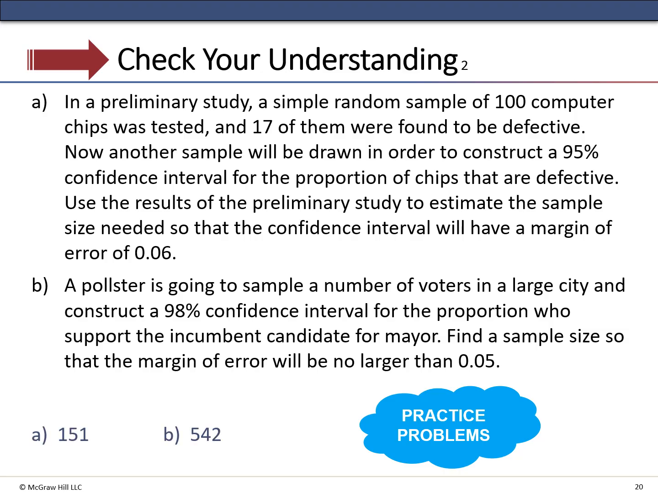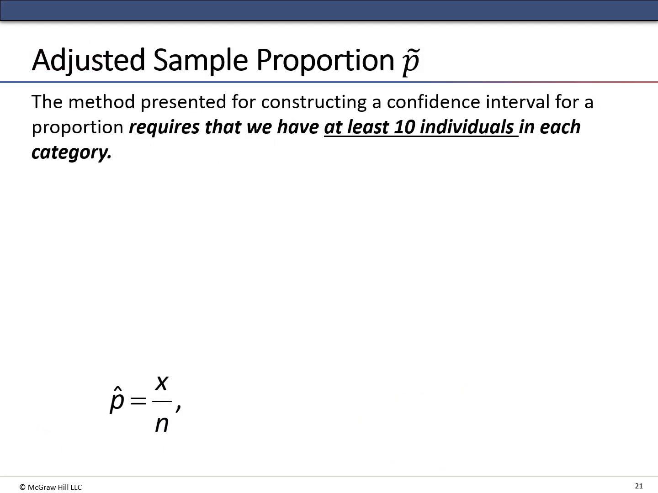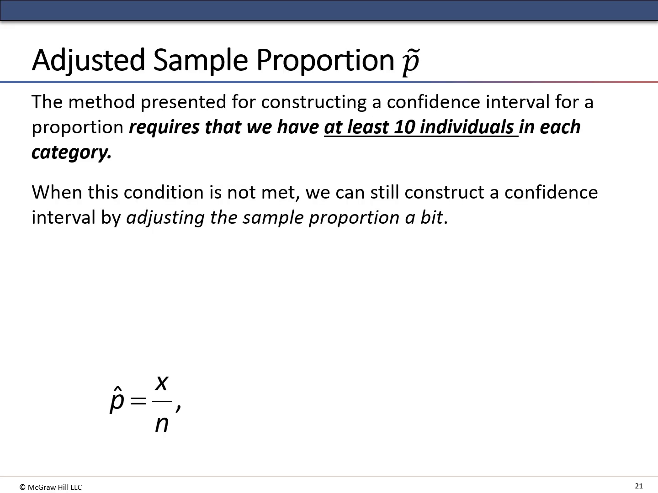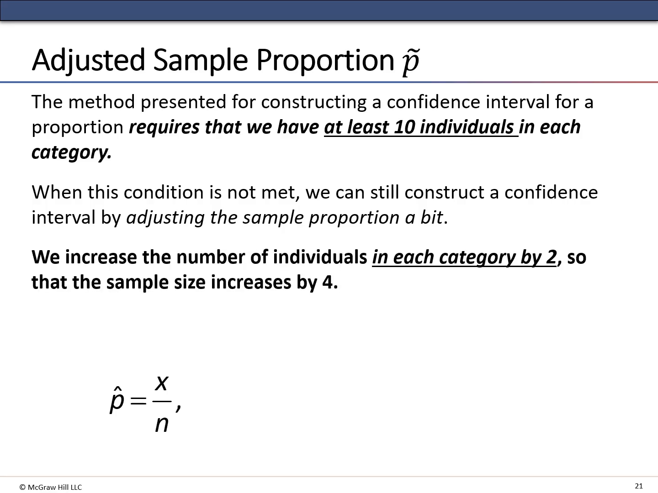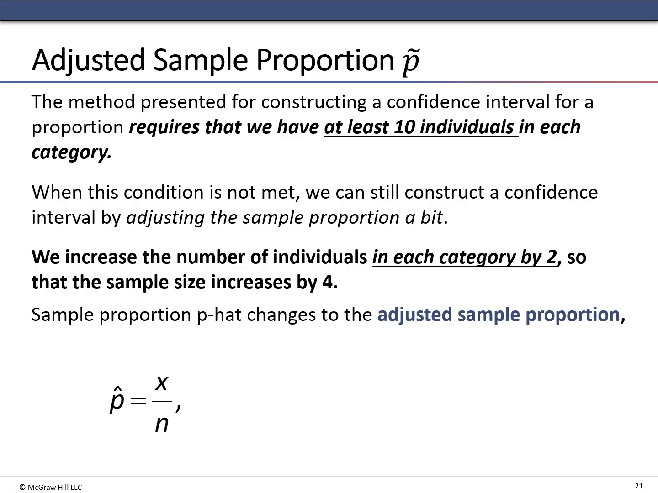And so these are the values for the sample size for A and the sample size for B. So we have the method that we already used for constructing a confidence interval for a proportion. This requires that we have at least 10 individuals in each category. When this condition is not met, we can still construct a confidence interval by adjusting the sample proportion a little bit. We increase the number of individuals in each category by 2 so that the sample size increases by 4.